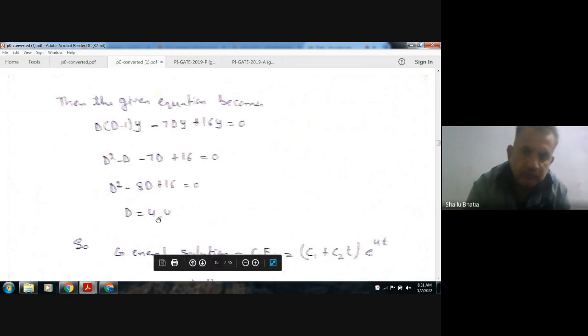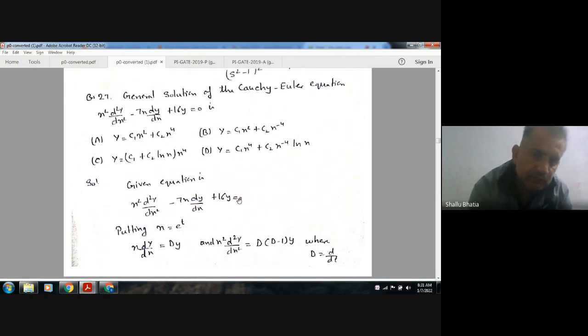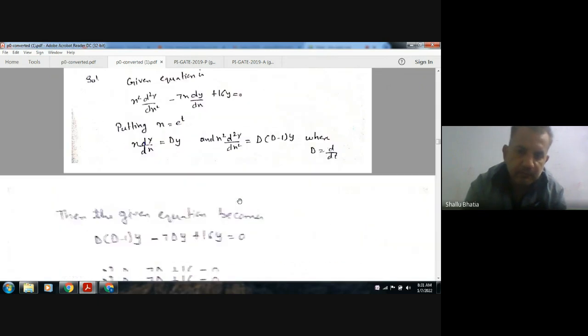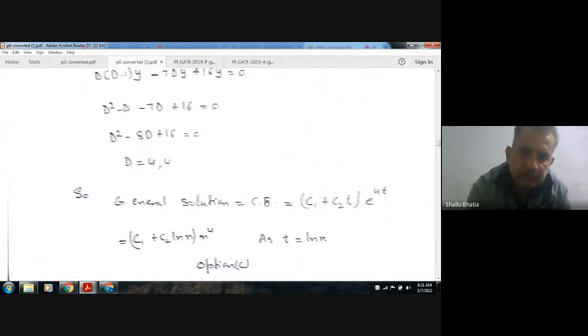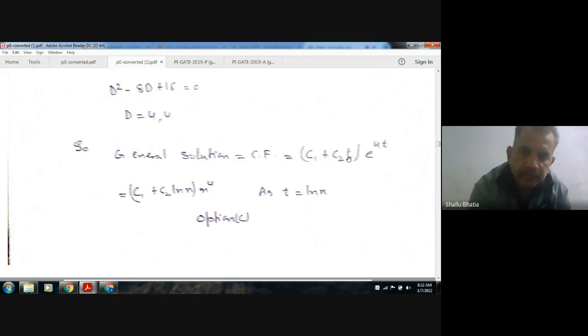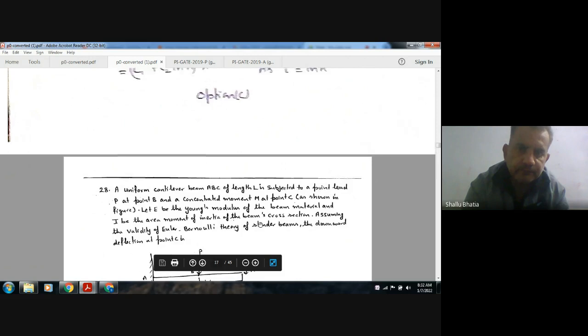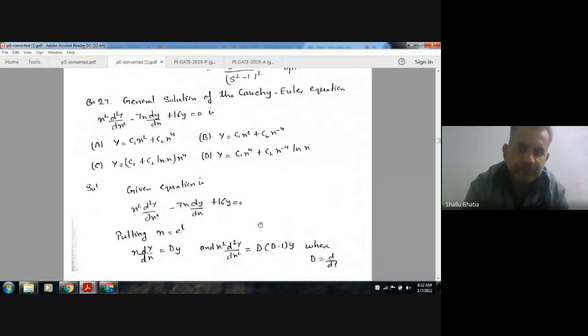So as in this equation the right side is 0, the solution of this equation will be only the complementary function. So its complementary function is c1 plus c2 t, times e^4t, as the root is 4. Now t is your ln x. Putting this value of t as ln x, option C is the answer.